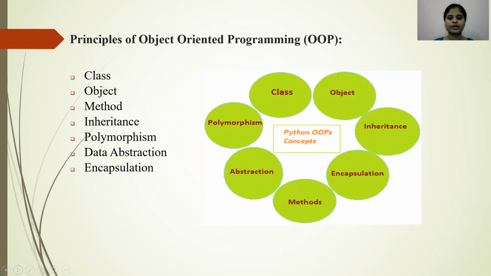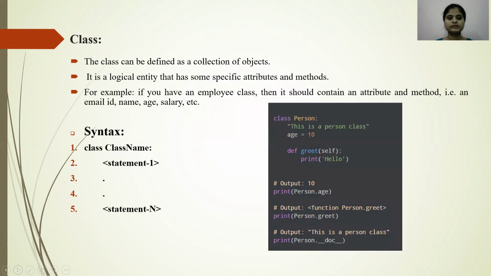Principles of object-oriented programming: class, object, method, inheritance, polymorphism, data abstraction, and encapsulation. Let's have a look at each one of them.